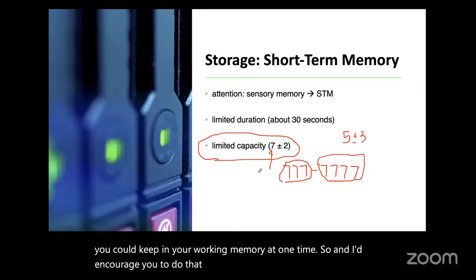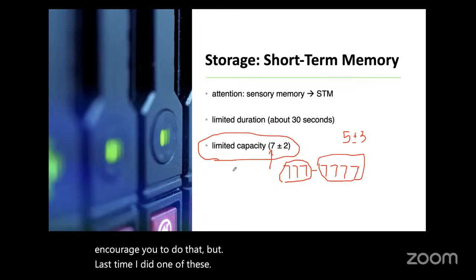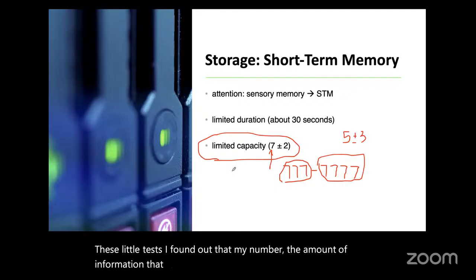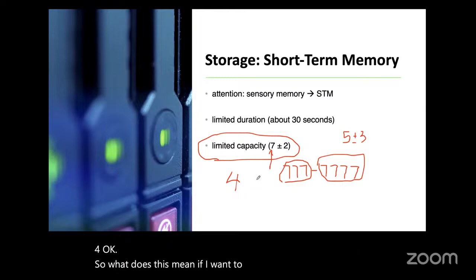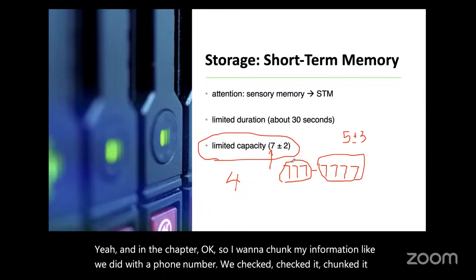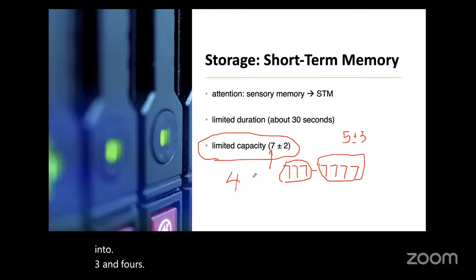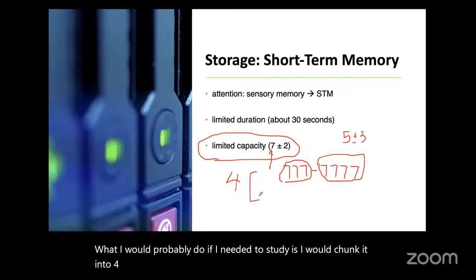Last time I did one of these little tests, I found out that the amount of information I can hold in my short-term memory at one time is 4. So what does this mean if I want to study? Let's say I'm taking a textbook chapter. I want to chunk my information like we did with a phone number, into 3s and 4s. What I would probably do if I needed to study is chunk it into 4 paragraphs at a time.